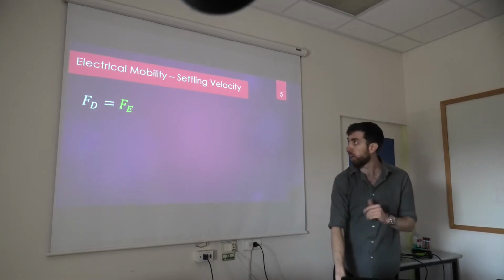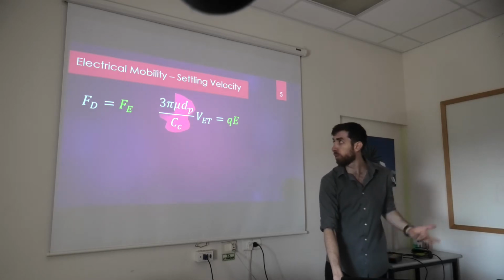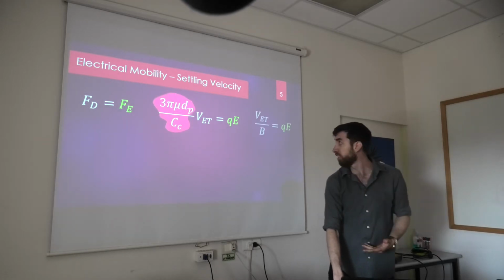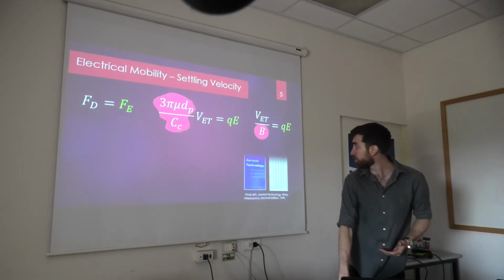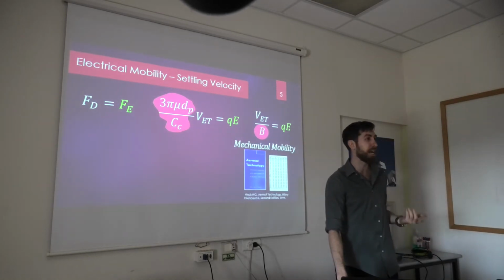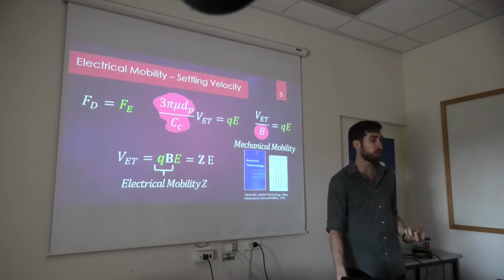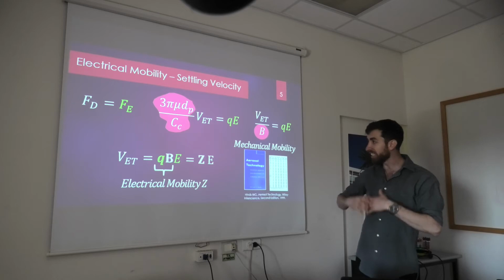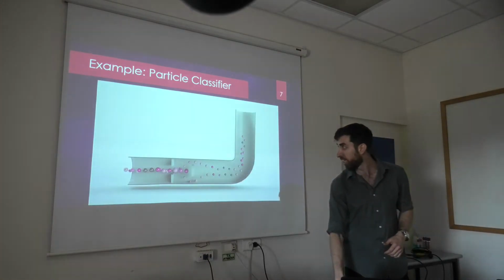So if you compare drag to electrostatic force, we get this equation. We're already familiar with this part. This is the mobility of the particle, right? And for different sizes of particles, we can understand the mechanical mobility. But if we multiply it by the charge of the particle, we get an extended idea called electrical mobility, which is denoted with Z.